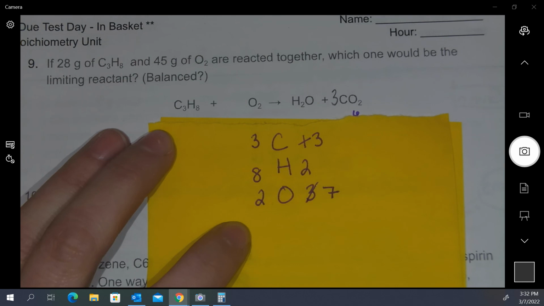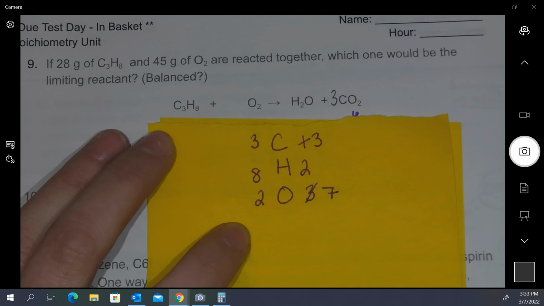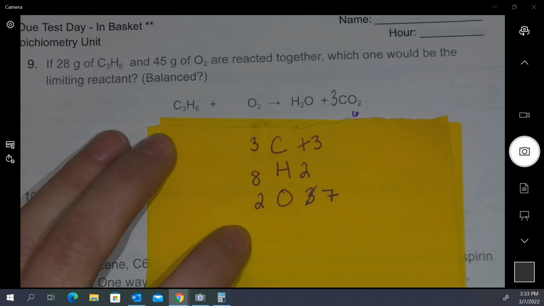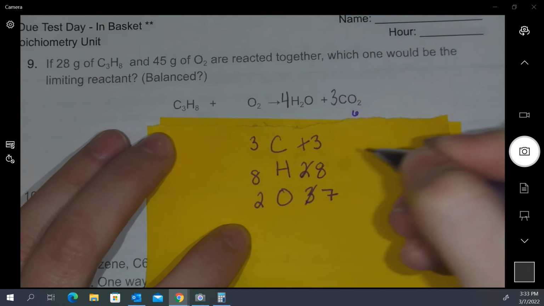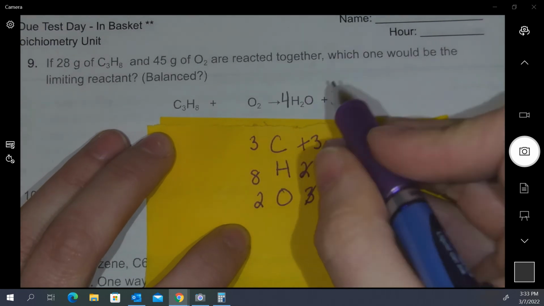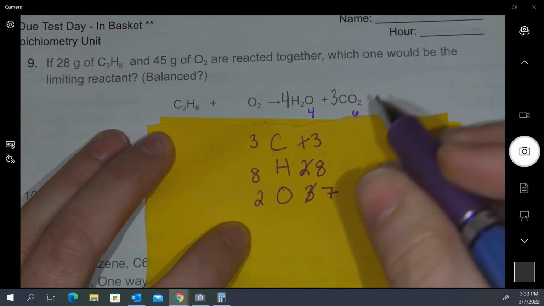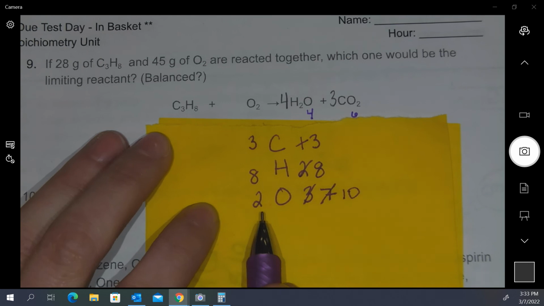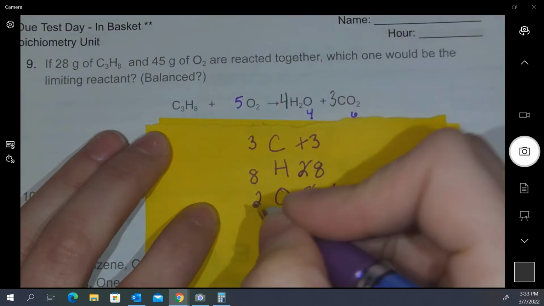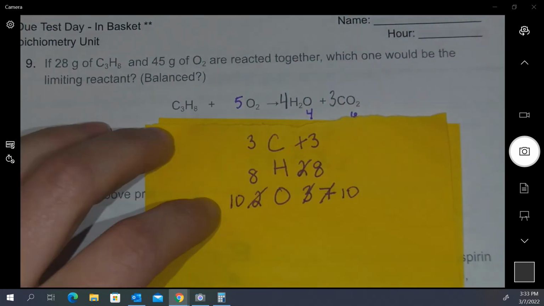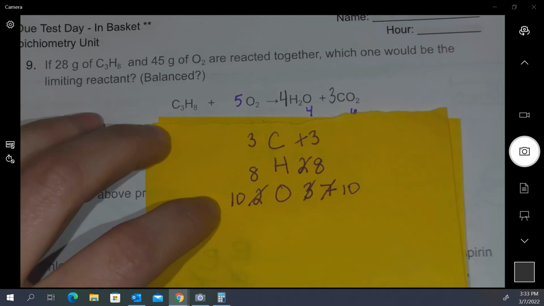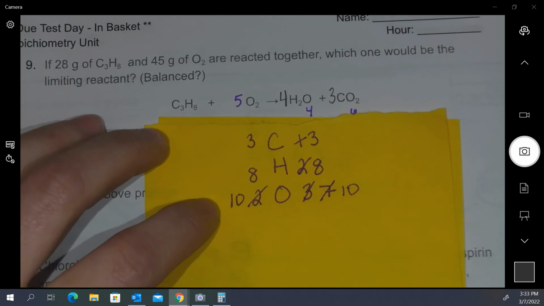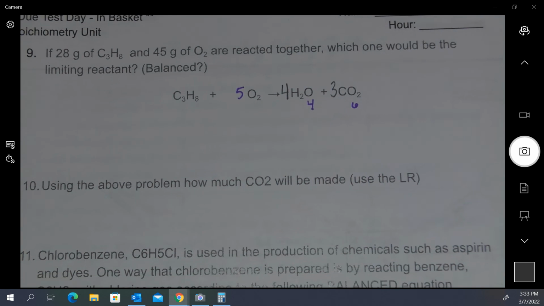I have 8 hydrogen on the left. I have 2 on the right. How could I change the 2 on the right? What could I put in front of that? A 4. So if I put a 4 in front of that, I now have 8 hydrogen. 4 times 1 is 4 oxygen. 4 plus 6 is 10 oxygen in total. And I can get this 2 to a 10 really easily by putting a 5 out front here. And I now have 3 and 3, 8 and 8, and 10 and 10. Do we all see that? Amazing. Okay.